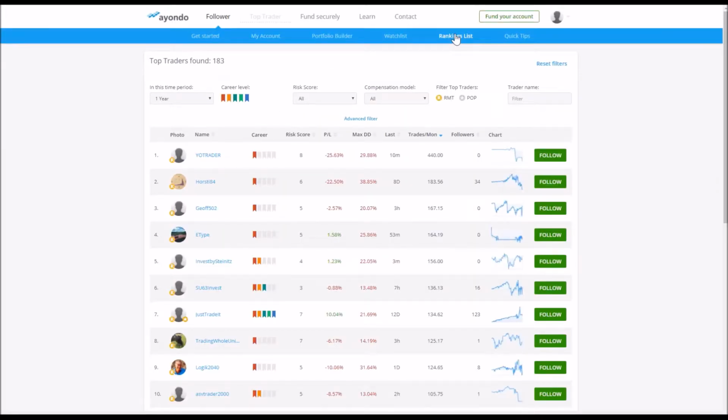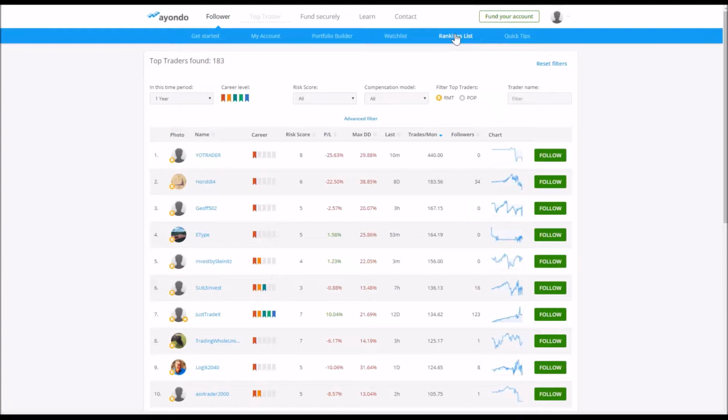So let me just explain this first of all, how Aondo end up with this rankings list. If you trade through Aondo as a spread bet contracts for difference provider, you can, if you want to, choose to make your track record publicly viewable.